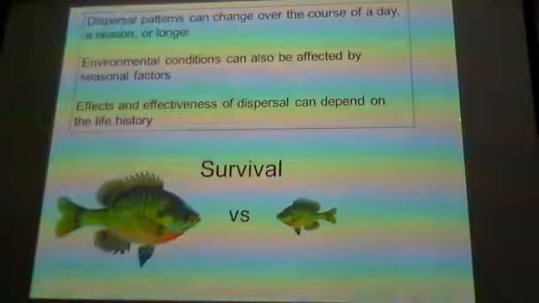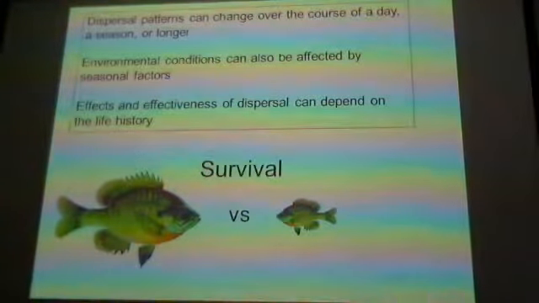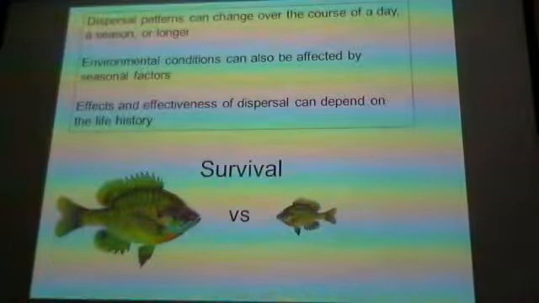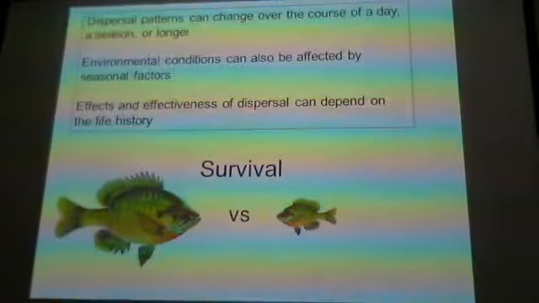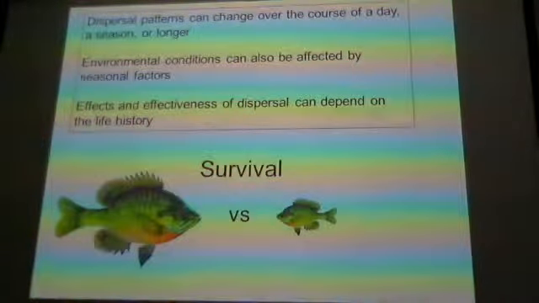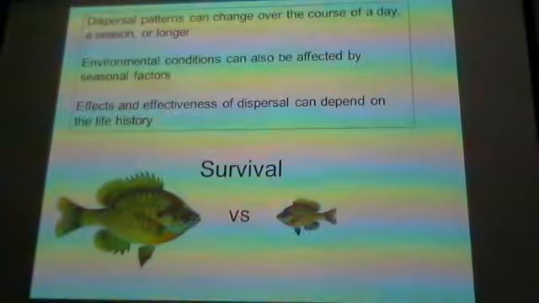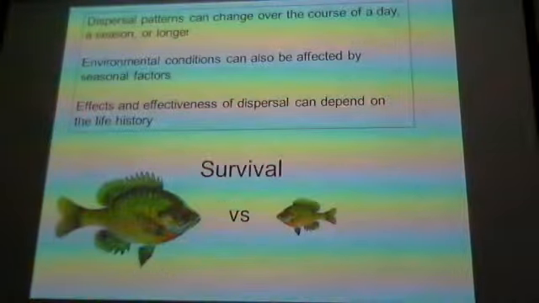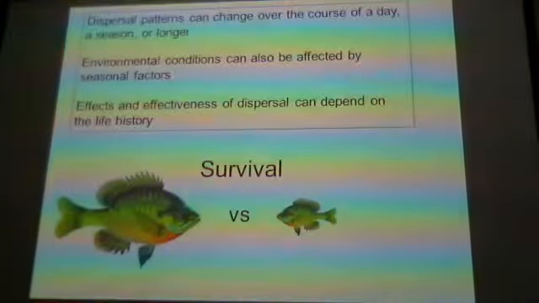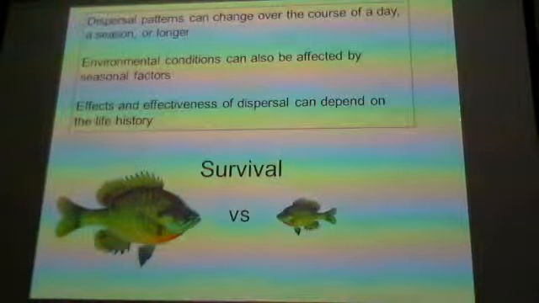And so these different processes can change over the course of a day. Think of an animal just patrolling its territory. They can change over the course of a season, say snow geese migrating from Texas back up to Hudson Bay, or over longer periods, like long-term dispersal where an animal moves and stays in that area.